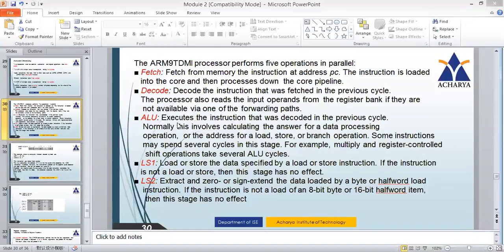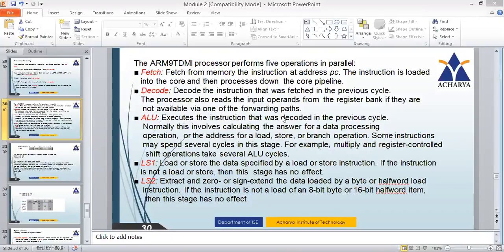Now, ALU, as all of you know, is used for performing data processing, some calculations. Normally this involves calculating the answer for a data processing operation or the address for load, store or branch operations. Many times we may have to add the offset to the instructions, so for that also we make use of ALU. Some instructions may spend several cycles in this stage. That depends upon the type of instructions we use, that is multiply and register-controlled shift operations. Usually multiply and shift operations will take several ALU cycles.